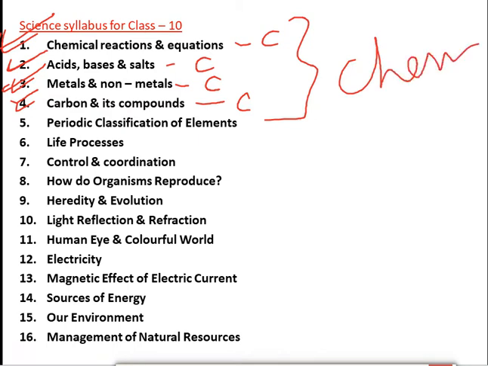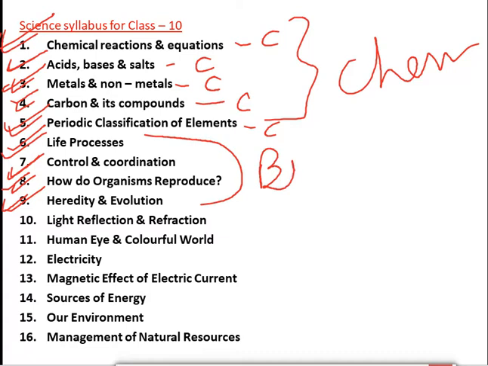Oh sorry, this is the 5th chapter, periodic classification of elements. This is also from your chemistry part. Next, life processes, control and coordination, how do organisms reproduce, and heredity. These four chapters are from your biology section.